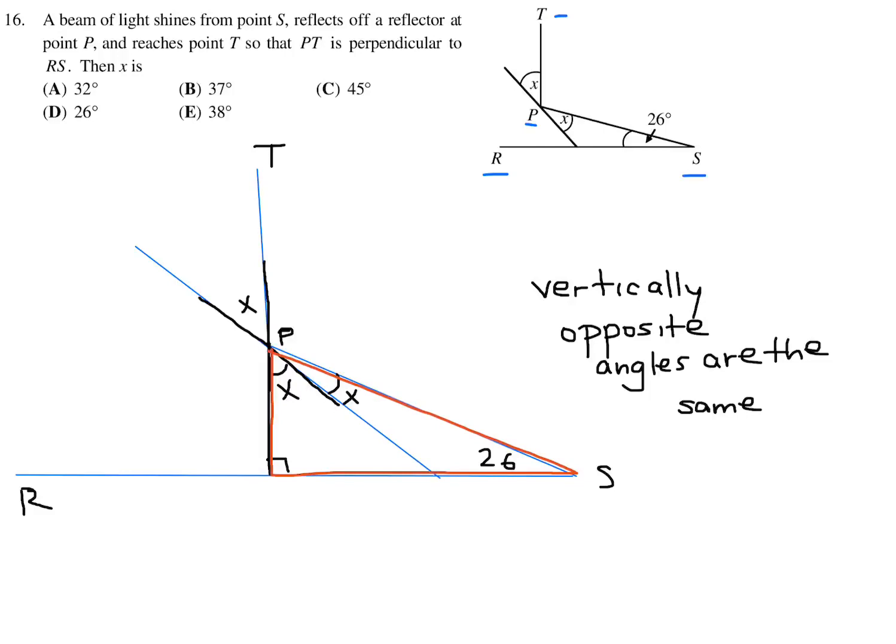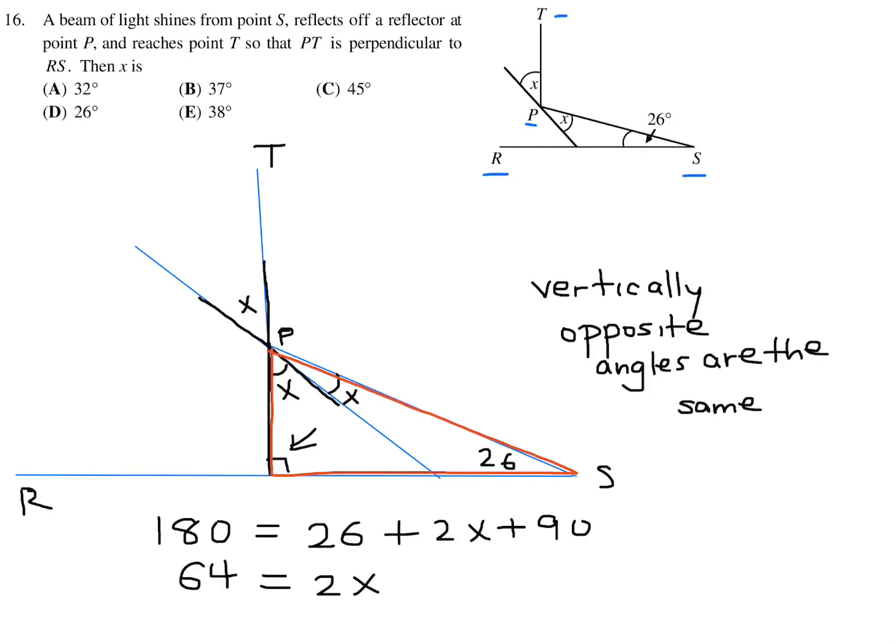So now the good news is that you've got enough information in this triangle here to solve for X. And we basically have the same equation as we always do with triangles with regard to the angles, is that the sum is always 180. So we've got 180 equals 26 plus 2x plus 90, because remember this was a right angle. And if you solve for this, you get 2x is equal to 64, and therefore x is equal to 32. So that would be choice A.